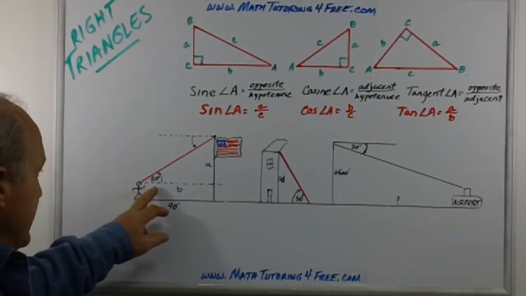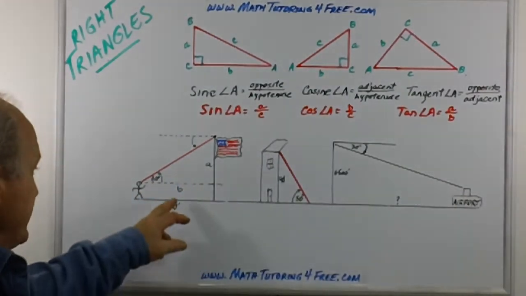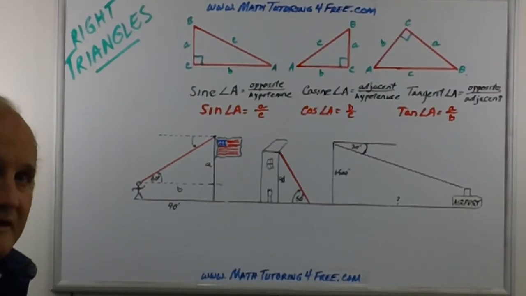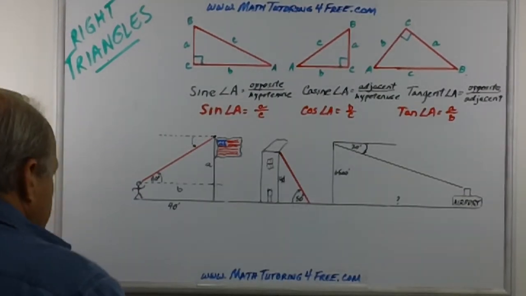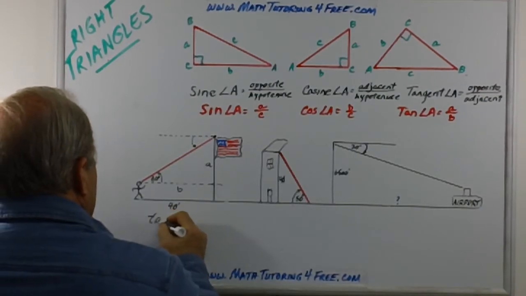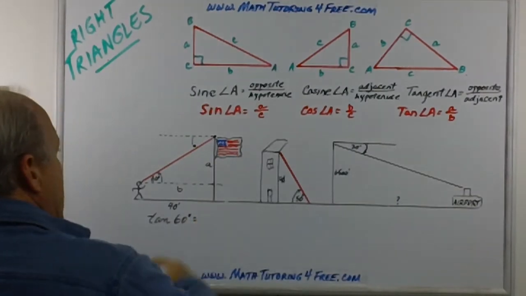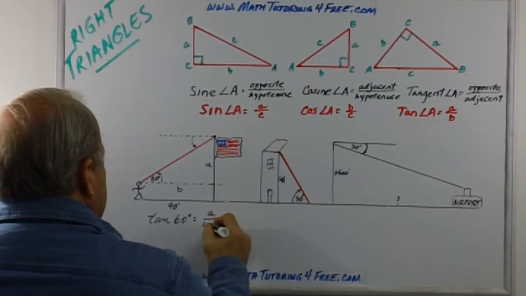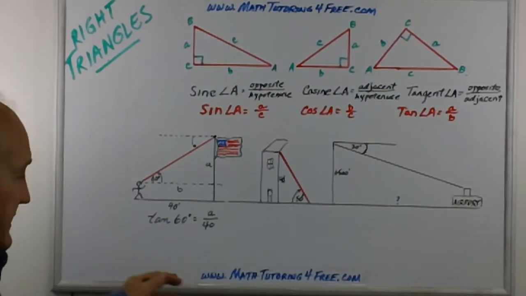If we're looking at this angle, the side we don't know is the opposite. The side we do know is the adjacent. What trig function uses those two sides, opposite, adjacent? Hopefully you would say tangent. And so we would write this as the tangent of 60 degrees is equal to what? Opposite over the adjacent, in this case, 40. Now, we solve that for A.